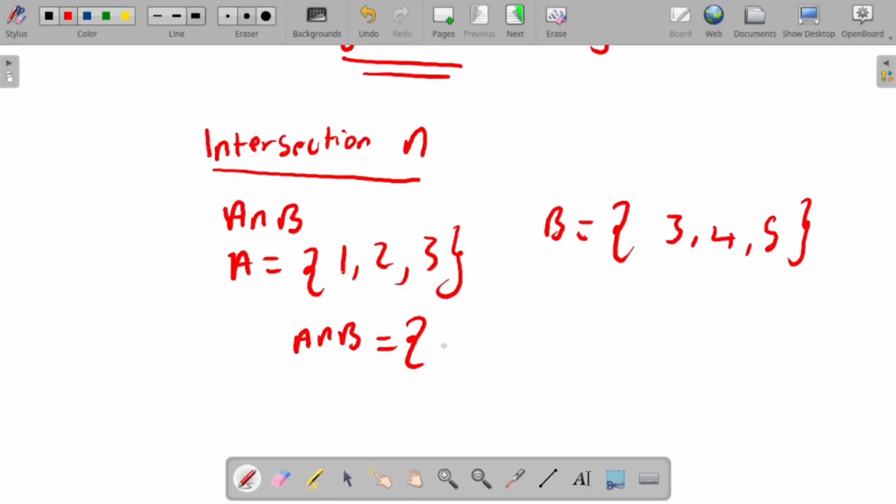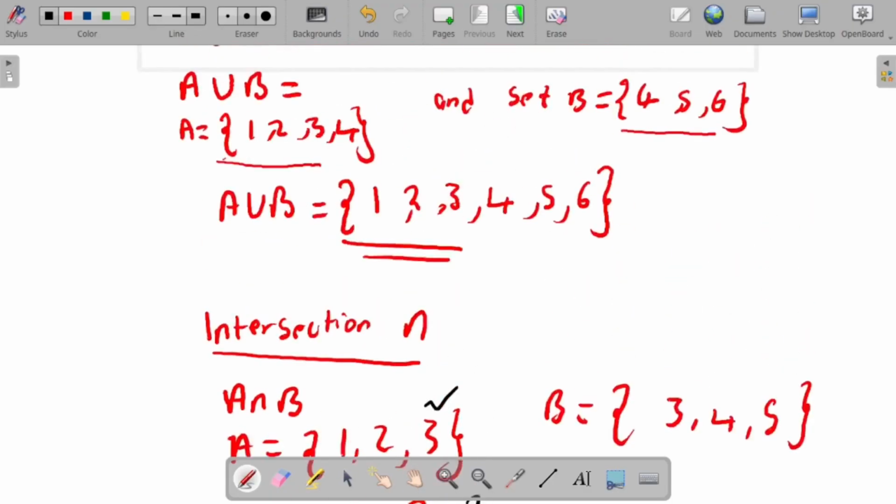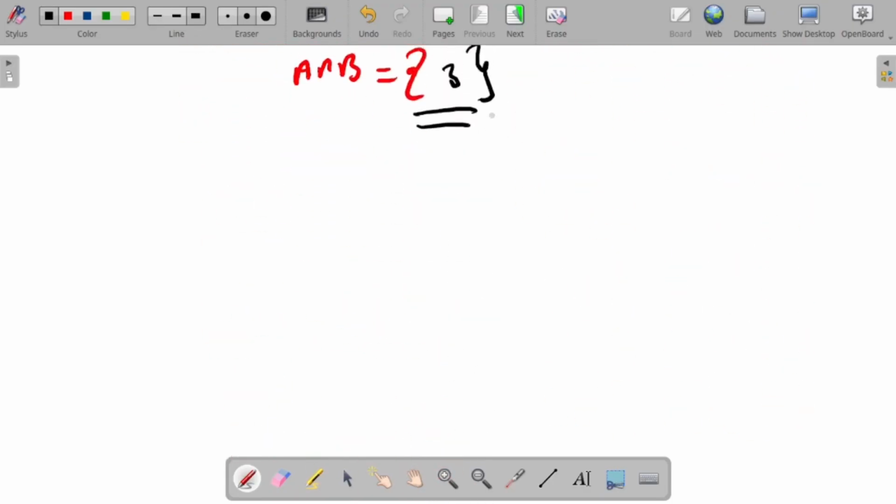Let me use another color. So if I use that, I'll realize that the element that is common in both sets is just 3. So 3 is common in both sets, hence that is the answer to the question in the case where you have been asked to find A intersection B, or rather find what is common in both sets. Let's try to look at the other set operation.